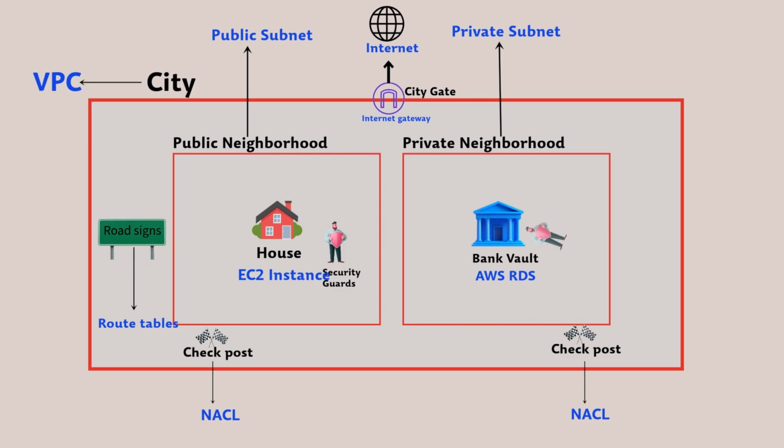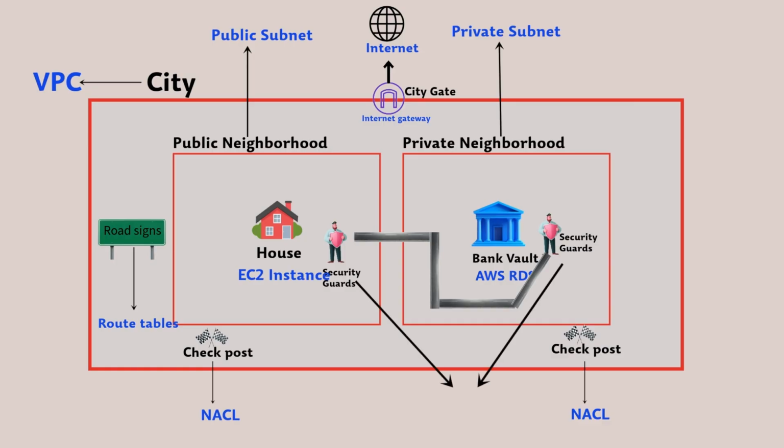Next, let's come to the security guards which are present outside our houses, outside our buildings, outside the bank vaults, if we talk about the private neighborhood. These security guards will allow only specific persons to enter the house or the bank vaults. So, a stateful firewall. A security group is a stateful firewall at the resource level that controls inbound and outbound traffic for AWS resources such as EC2 instances, using allow rules only.